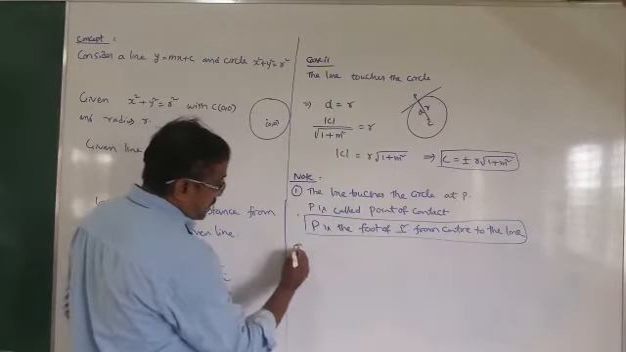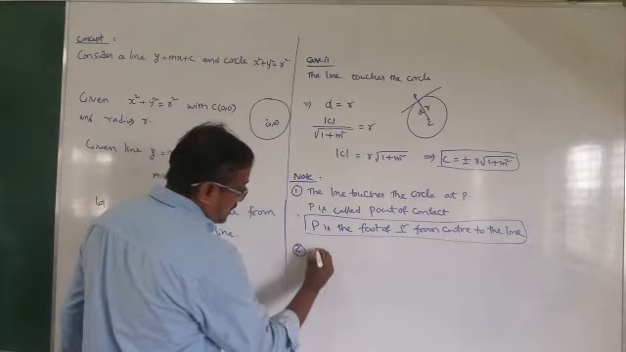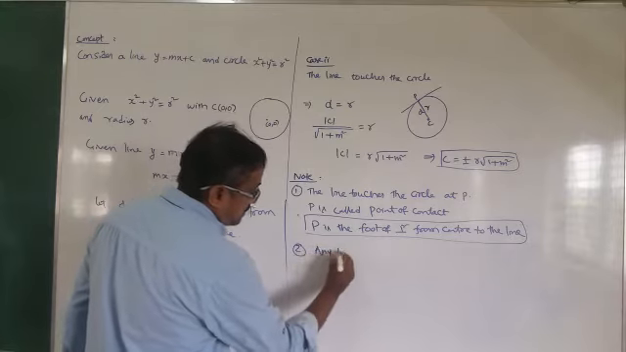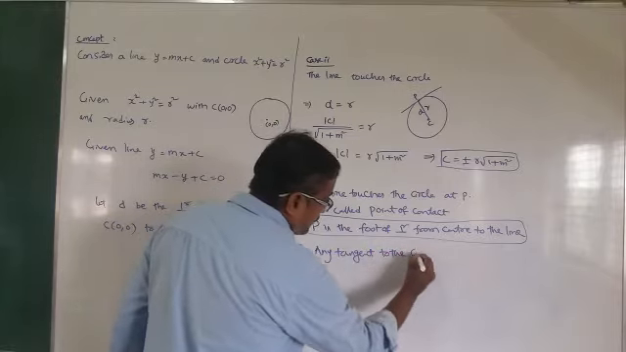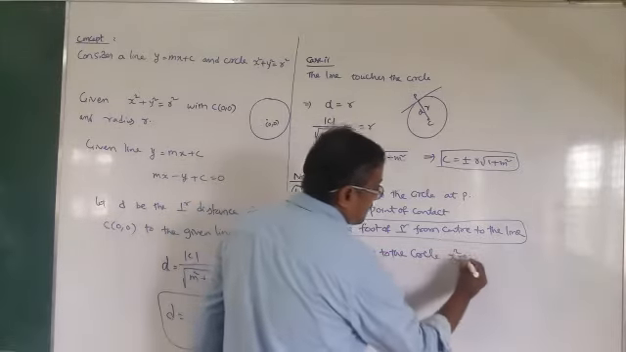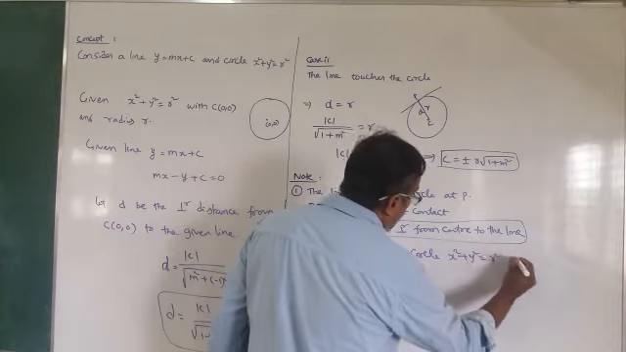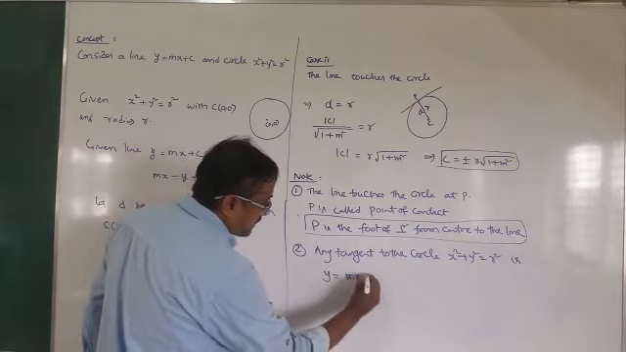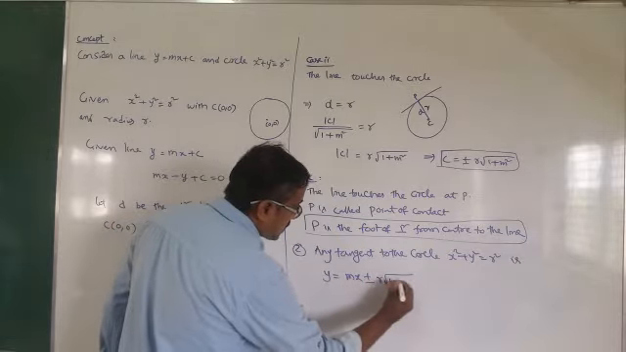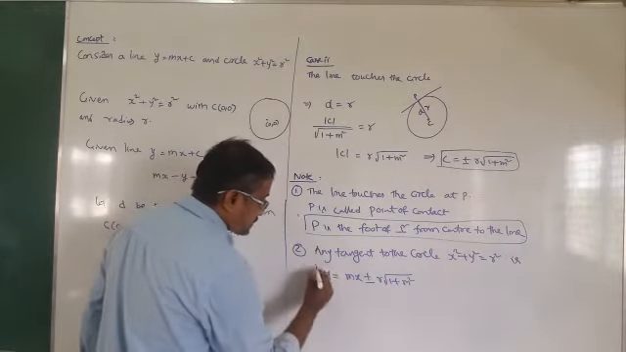And another point is any tangent to the circle x square plus y square is equal to r square is y is equal to mx plus or minus r root 1 plus m square.